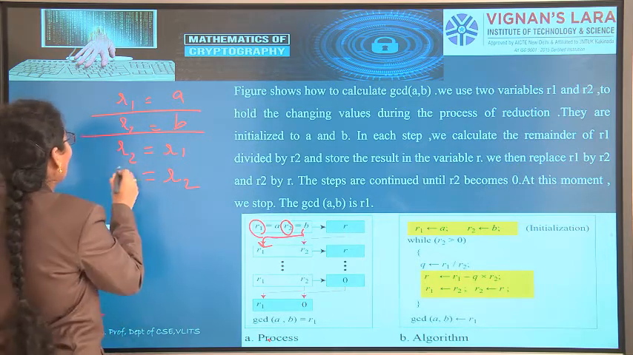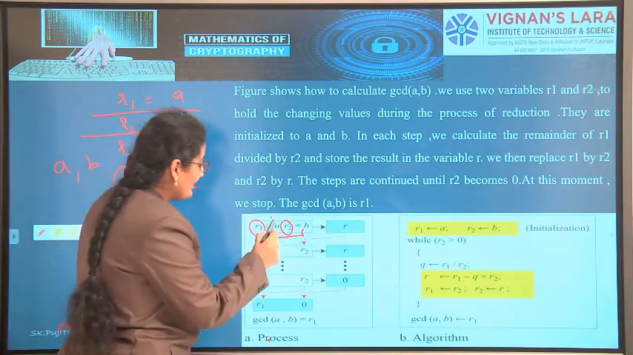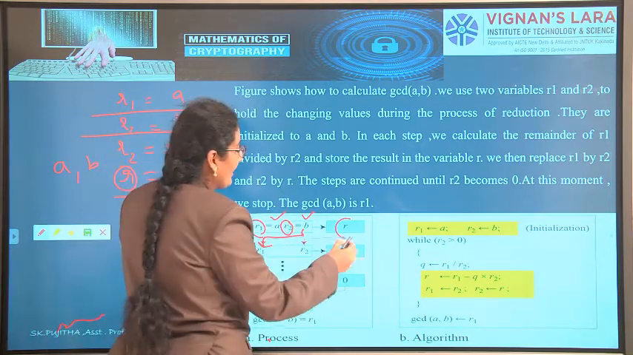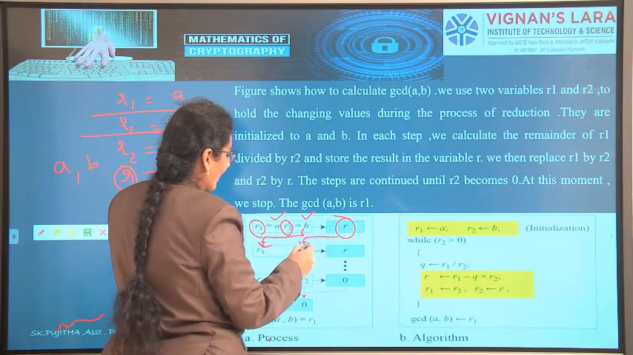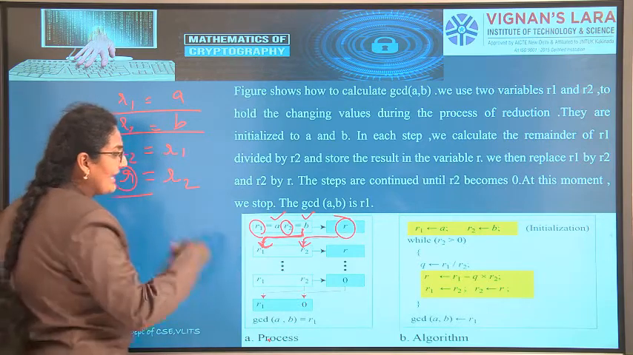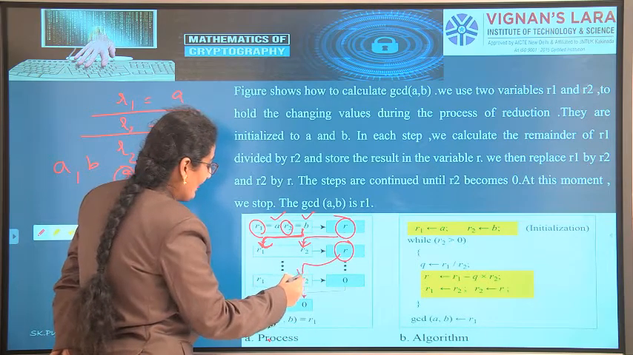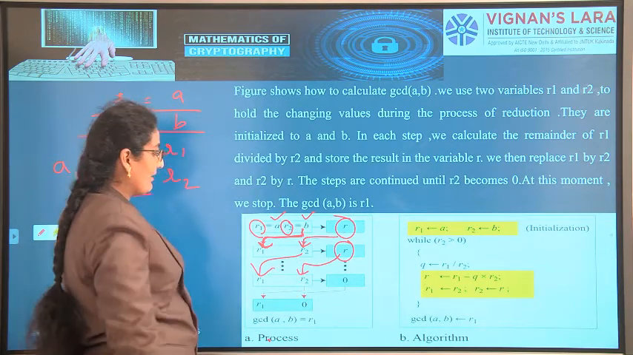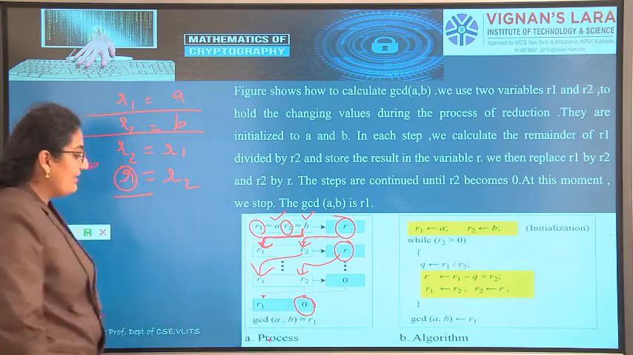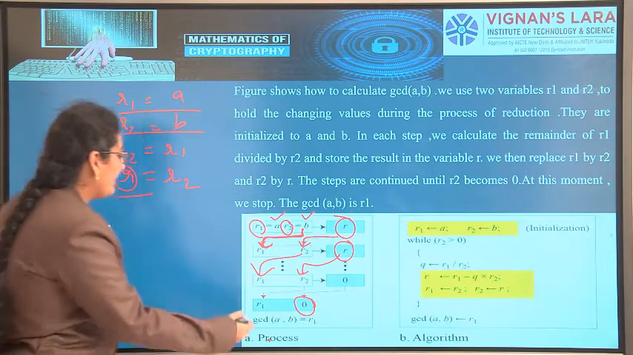Where did this R come from? After dividing A by B, what is the remainder? That is R. See here, A is initialized to R1, B is initialized to R2. When A and B are divided, we get a remainder R. This R value is given to R2, and the R2 value is given to R1. Now what do we have to perform? Again repeat the process, we get a remainder, R value is given to R2, R2 value is given to R1. Like this we repeat until we get R2 value 0, and GCD will be R1.